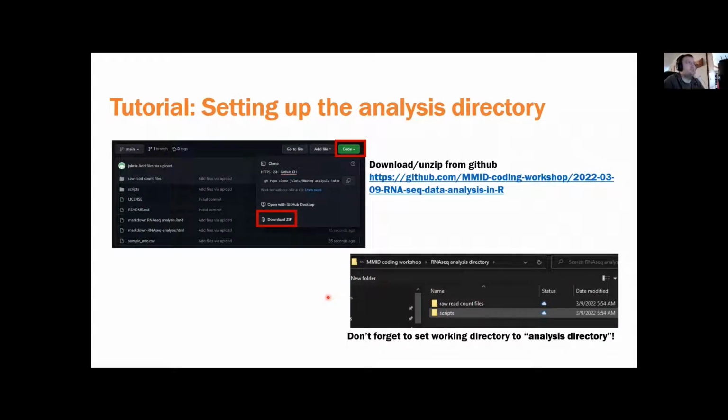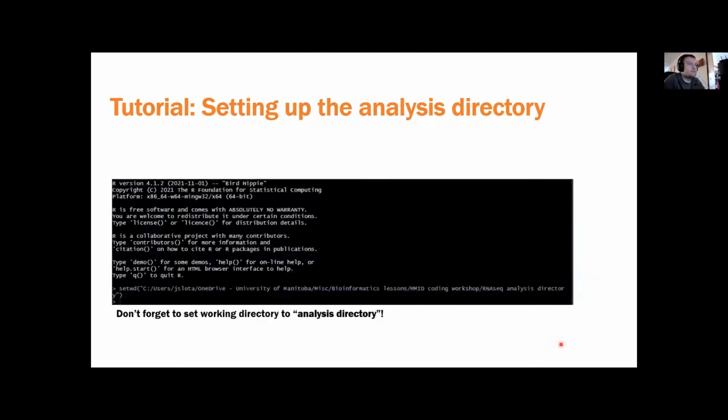So the first thing that you'll need to do for the tutorial today is setting up the analysis directory. Everything that you need can be found on the MMID GitHub from this link. All you need to do is download everything as a zip file. And when you unzip it, you can save the directory to wherever you want. Then when you open up R or RStudio, don't forget to set the working directory to your analysis directory. If you do this, you should see something like this in your console, basically just confirming that the working directory has been set properly.